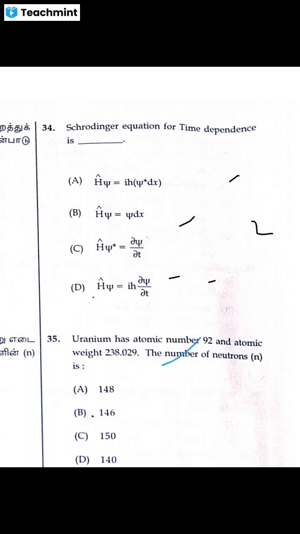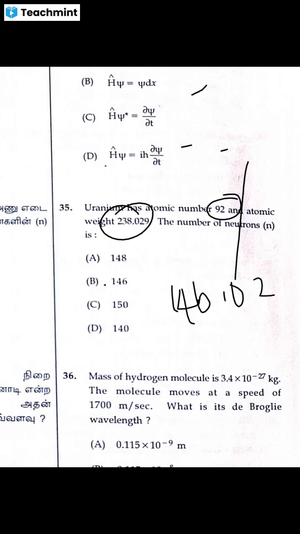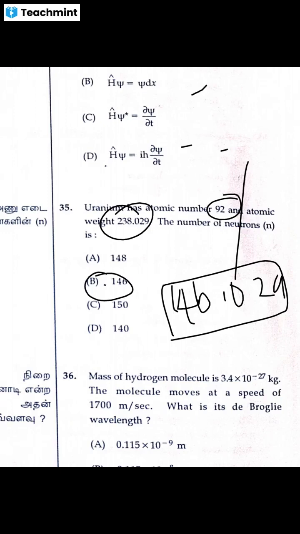The atomic number is given, and the mass number is also given. They are asking to find the number of neutrons. We just subtract these two and we get the value 146.029. This answer is exactly option B. It is the correct answer. Next one.